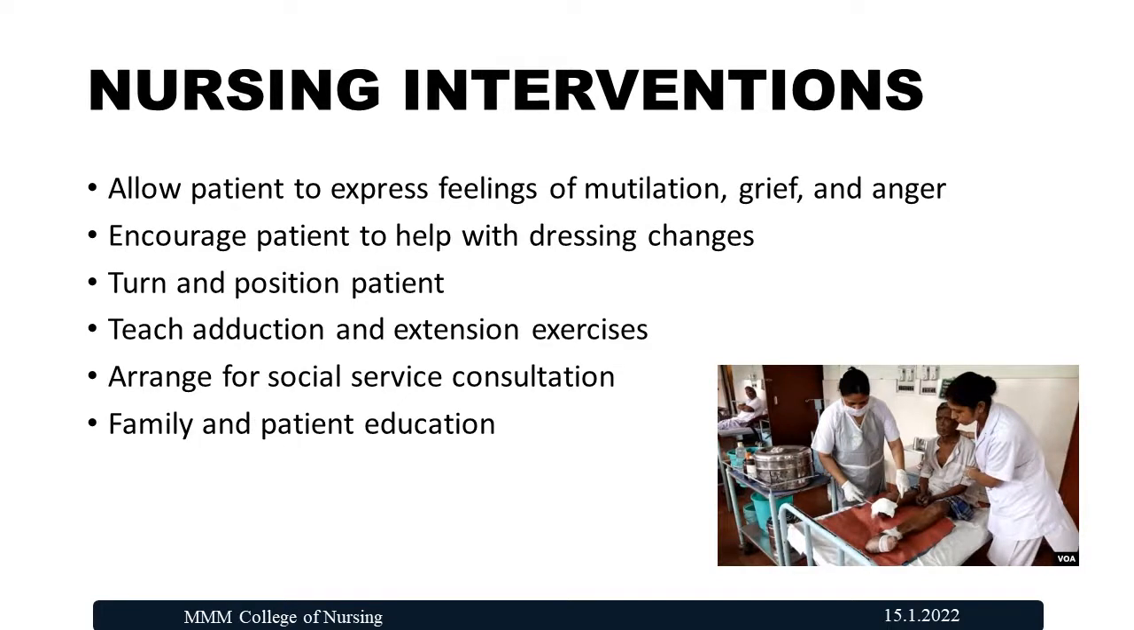What are the other important nursing interventions? The first one is to allow the patient to express feelings of mutilation, grief and anger. What are their thoughts? What is their future? He or she may think that way. We have to listen and explain the alternative interventions for the patient.